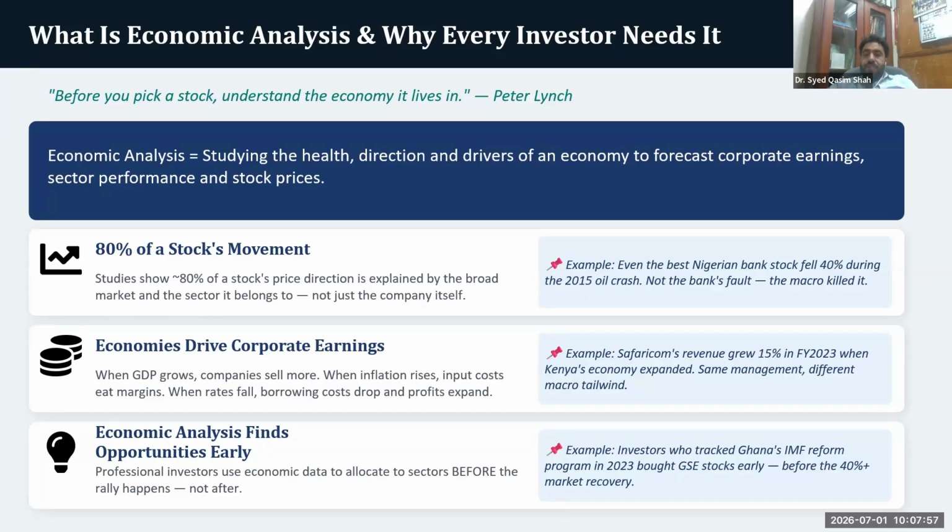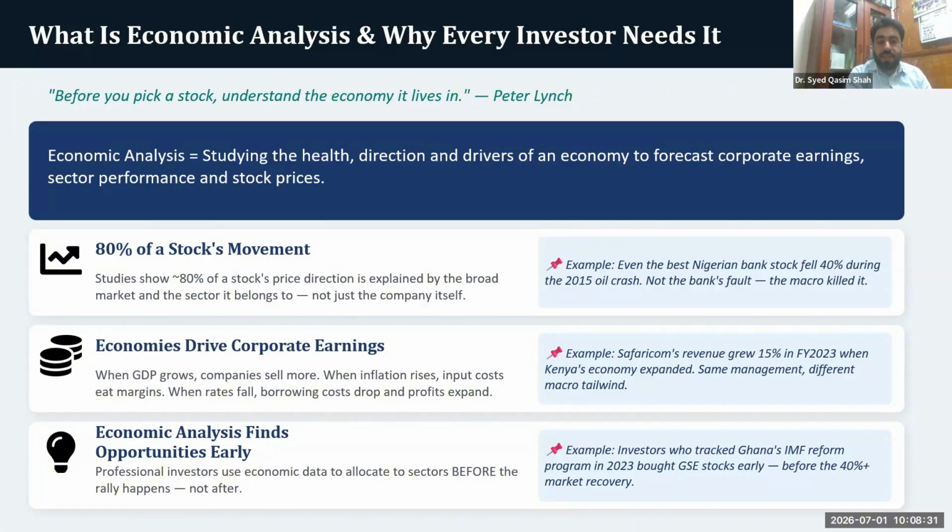Safaricom's revenue grew by 15% in 2023 when Kenya's economy expanded. So the Kenyan economy is expanding, and we can see a firm's revenue increasing by 15%. There is a very direct link between the economy expanding and revenues increasing. Same management, different macro development. There was no change in the management of the company. It is just how the economy is reflected in stock prices.